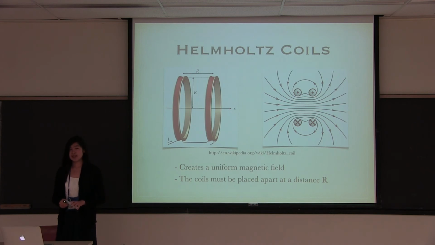He was actually able to create a relatively uniform magnetic field between these two coils by separating them apart the same amount as their radius. So that's how they work.